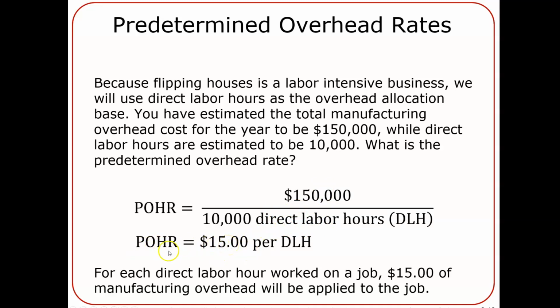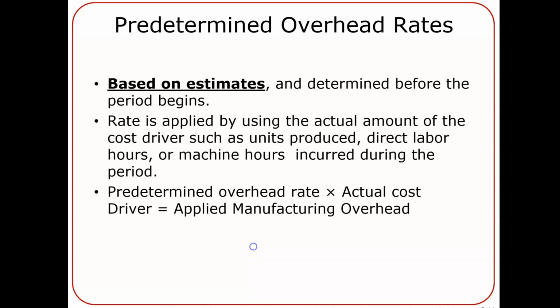It's important when you come up with these predetermined overhead rates to actually label it right away. It's $15 per direct labor hour because we divide it by direct labor hours. So for every single hour we use on the job, we're going to charge $15 in overhead. It's based on estimates. It's determined before the period begins. That rate, the rate that we come up with, is applied using the actual amount of the cost driver.